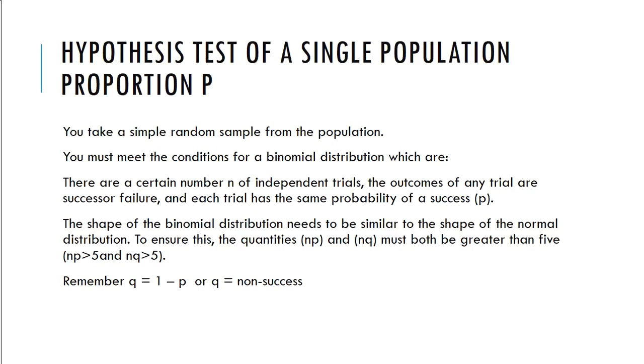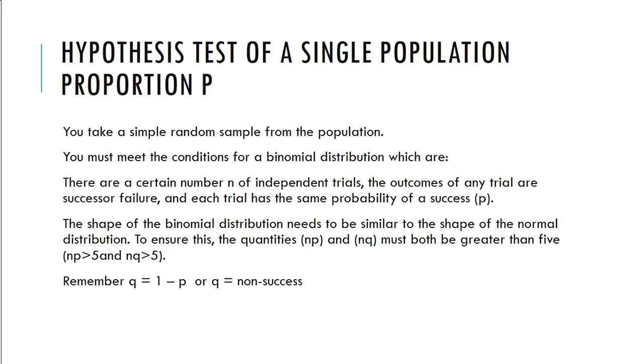So two numbers. There are a certain number n of independent trials, and the outcome of any trial is success or failure. Each trial has the same probability of success. The shape of a binomial distribution needs to be similar to the shape of a normal distribution, and we're talking about that curve. To ensure this, the quantities np and nq must be greater than 5, with np greater than 5 and nq greater than 5.